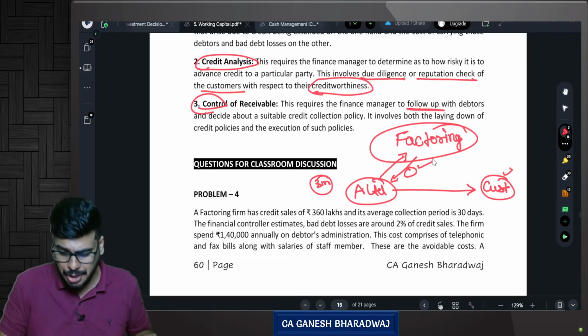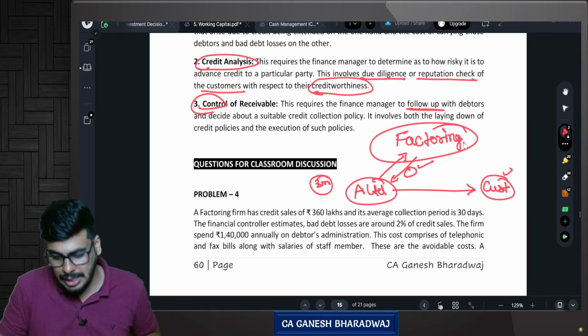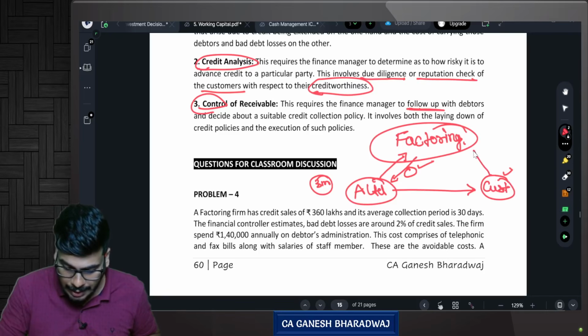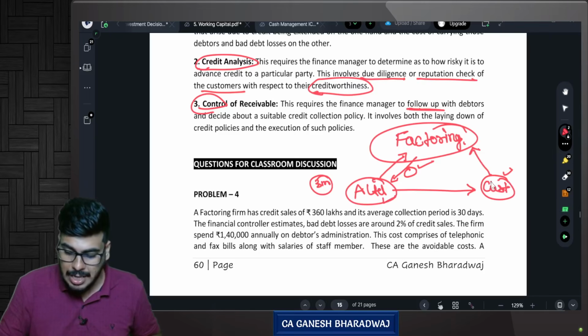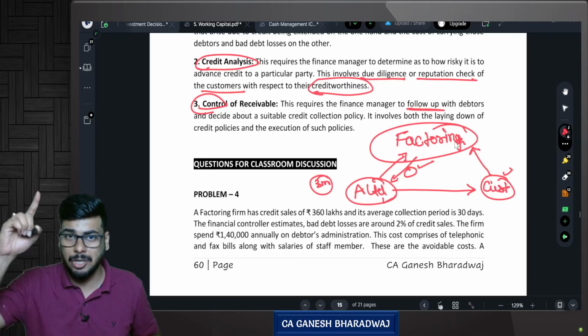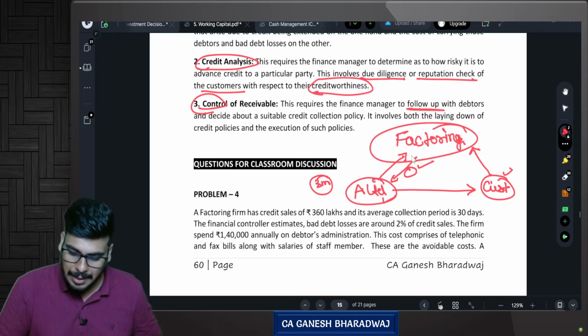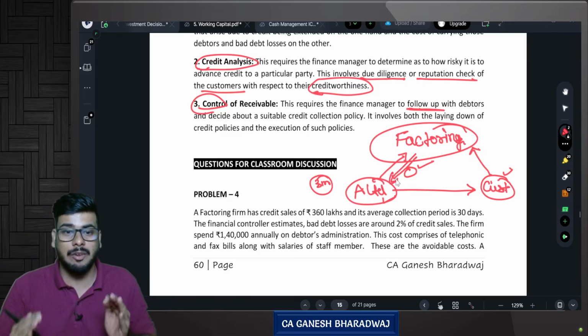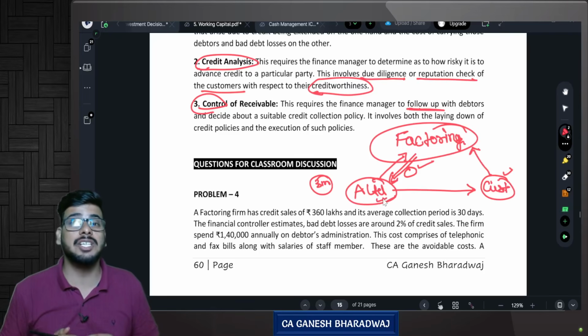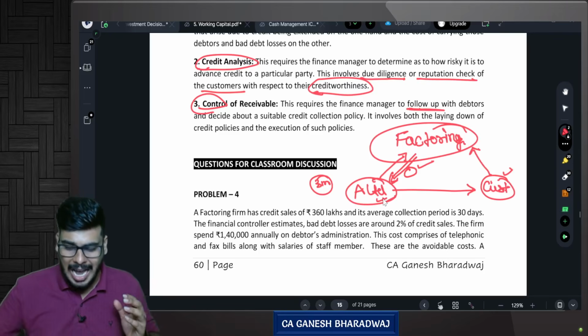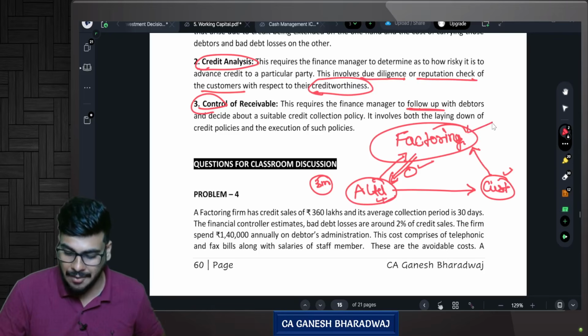Why is he charging a commission? Because later on this factor will go and collect the payment from the customer. So the customer will now not make the payment to A Limited. The customer will make the payment to the factor, but after 3 months. But this factor pays A Limited today itself. So he is technically funding A Limited for the next 3 months, for which he charges something called a commission, and this concept is called factoring.